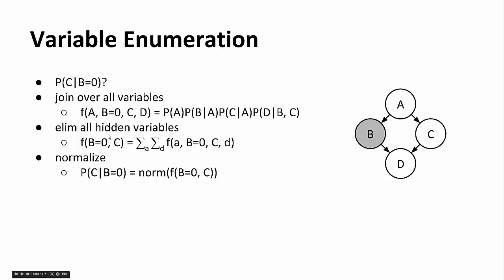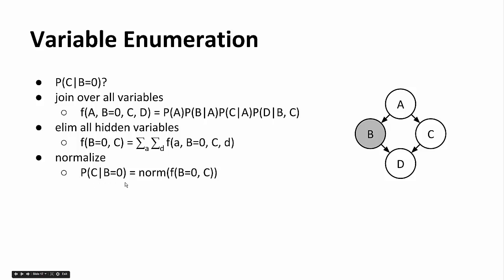So step 2, we're going to eliminate all of the hidden variables. What that looks like is you're just summing out over all of them. So for this one, in eliminating the hidden variables, we're just going to be summing over A and D from the factor that we found here, because A and D are both hidden, and then we're going to end up with a factor that now only depends on B and C. Okay? And then from this final factor that depends on B and C, or all of our query and evidence variables, we're just going to normalize that distribution, and we're going to get the probability distribution that we want.